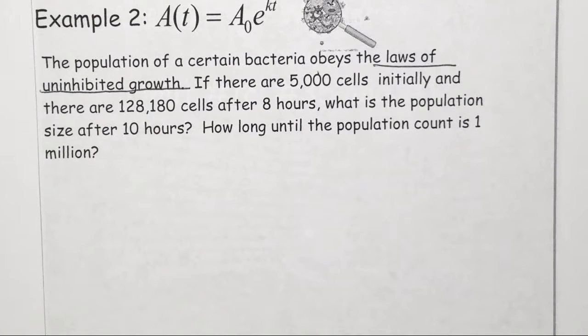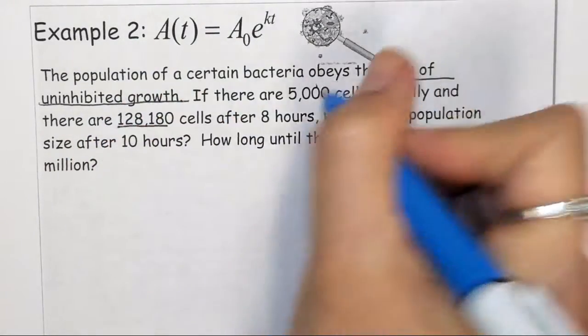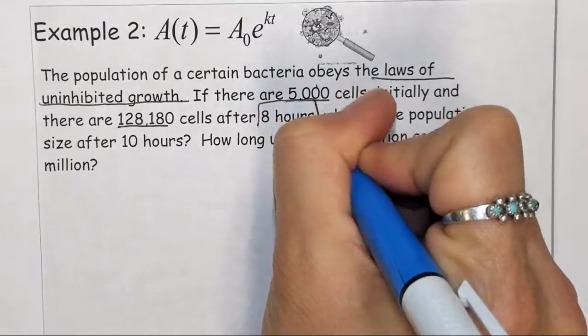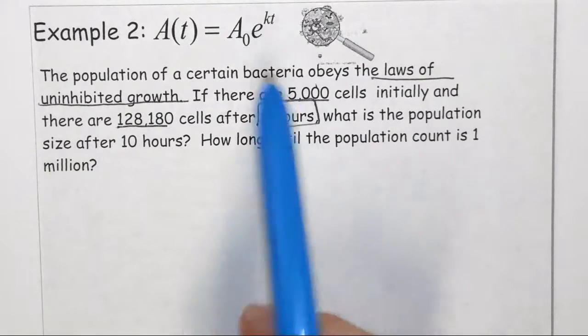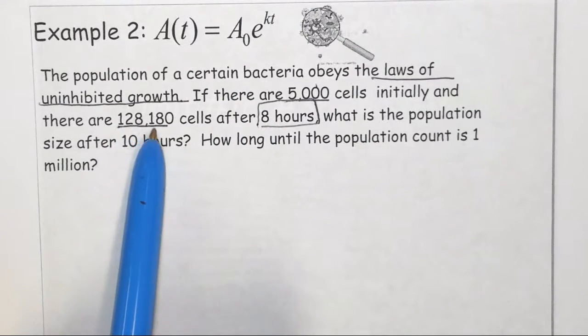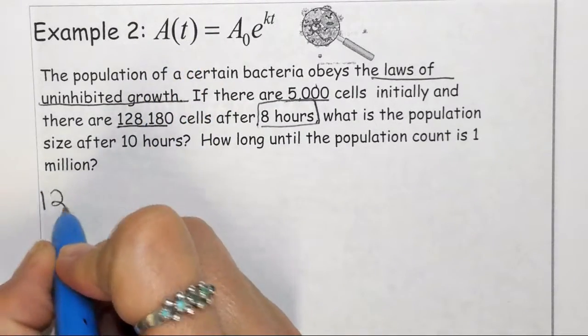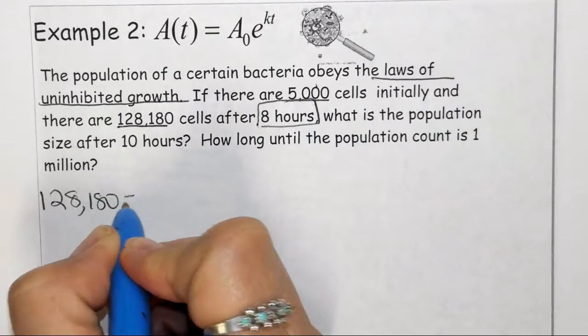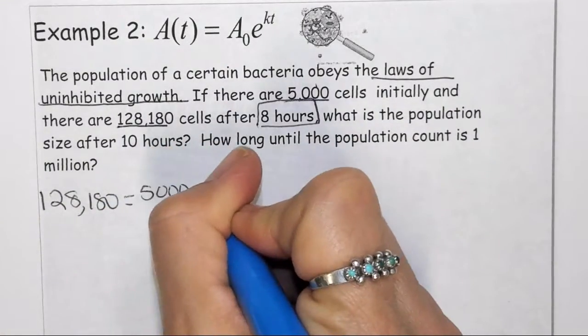What did they not give me in this problem that I need in order to do it? They didn't give me the rate. Did they give me 2 population sizes though? Okay, so if I have 2 population sizes, and I know the amount of time it took for that to occur, I can go find my rate. So we're going to go plug in. So this 128,180 goes first. That's my population after some time went by. And it's going to equal what we started with, which was 5,000.